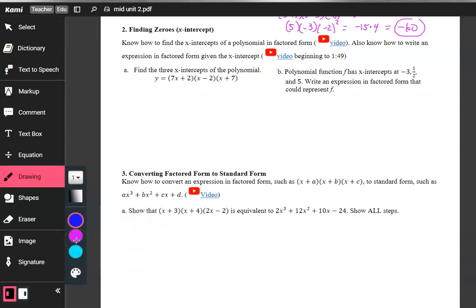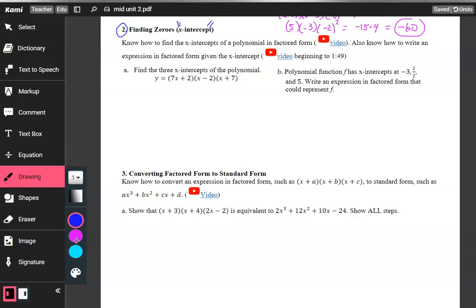This is a continuation of MidUnit2. Here's question number 2, finding zeros, also known as the x-intercepts. Know how to find x-intercepts of a polynomial in factor form. Here's a video that explains this topic of finding zeros.